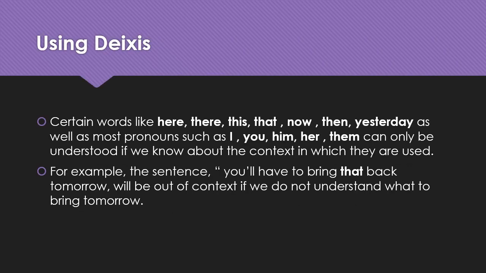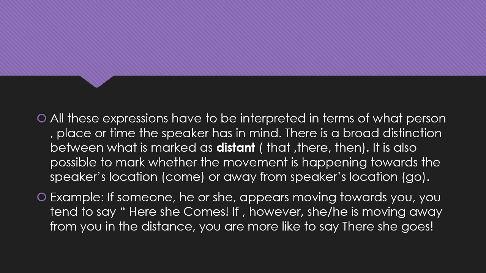Using deixis, certain words like here, there, this, that, now, then, yesterday, as well as most pronouns such as I, you, him, her, them, can only be understood if we know the context in which they are used. For example, the sentence "You will have to bring that back tomorrow" will be out of context if we do not understand what to bring tomorrow. All these expressions have to be interpreted in terms of what person, place, or time the speaker has in mind.